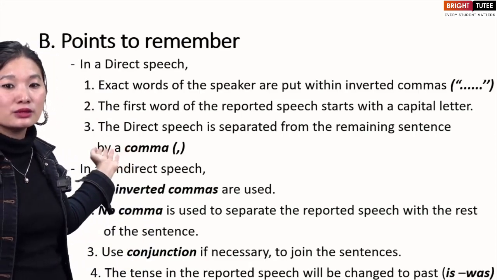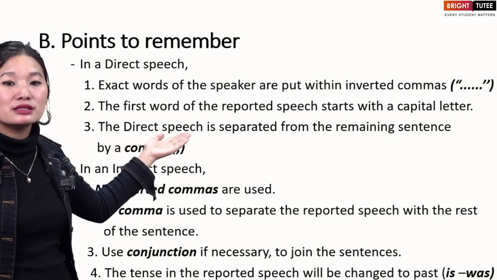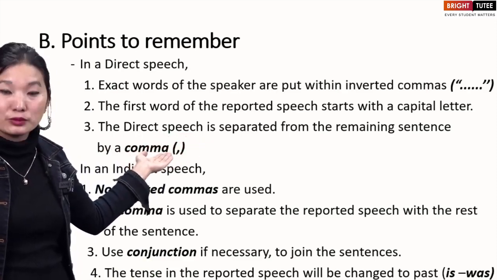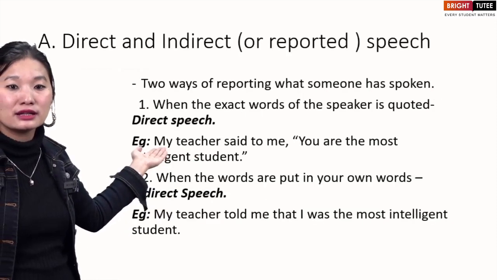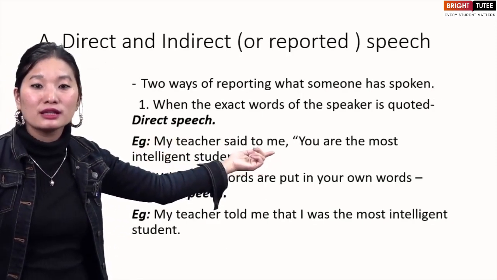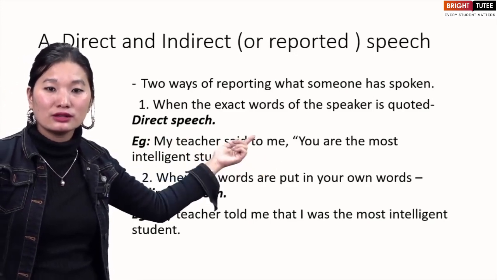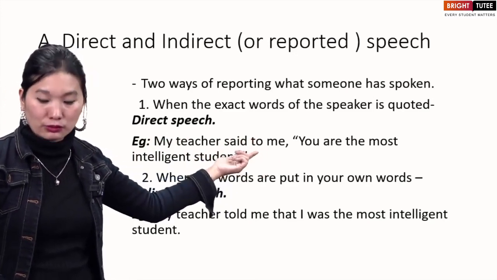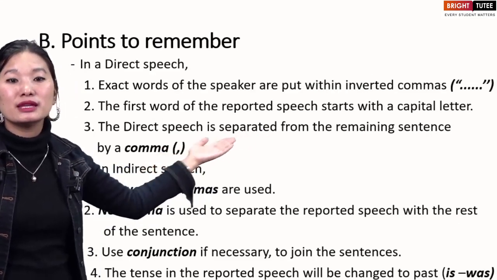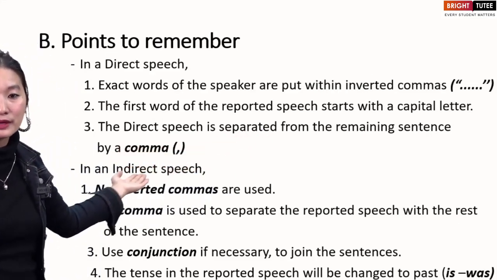And then the third one, the direct speech is separated from the remaining sentence by a comma. I hope you understood that in the previous slide. I'll just show you the example. My teacher said to me, there's a comma, right? My teacher said to me, you see a comma. This is what we are talking about. It has to be separated from the remaining sentence by a comma.